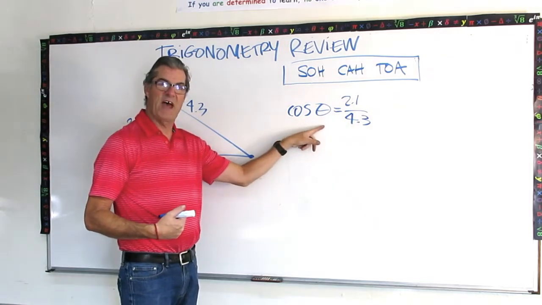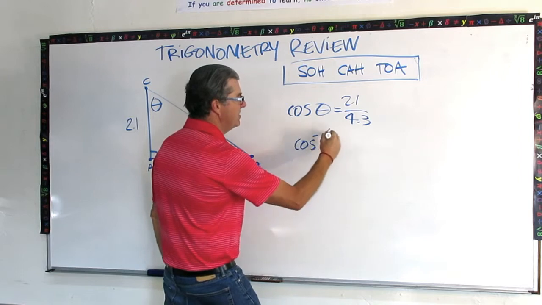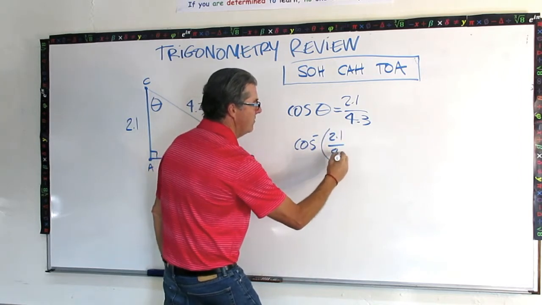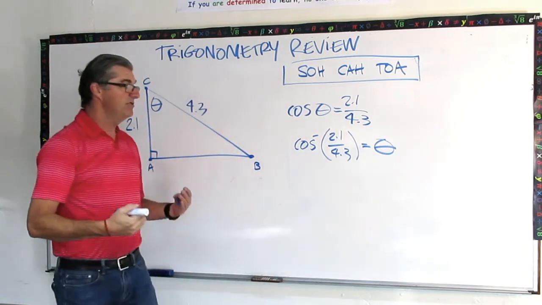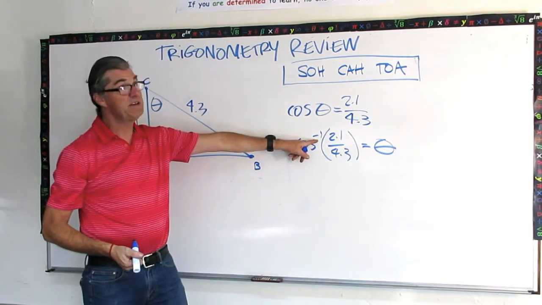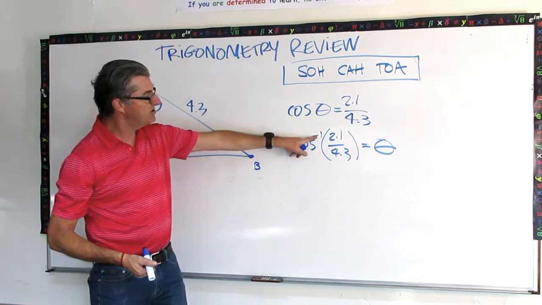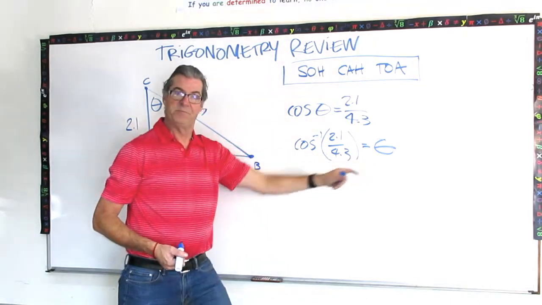I can't do anything with that right now, but I can write cosine inverse of 2.1 over 4.3 equals theta. So that's how you switch that up. There's a -1 there. It's kind of like the -1 power, but not really. It just means the inverse cosine of this fraction is going to give us theta.